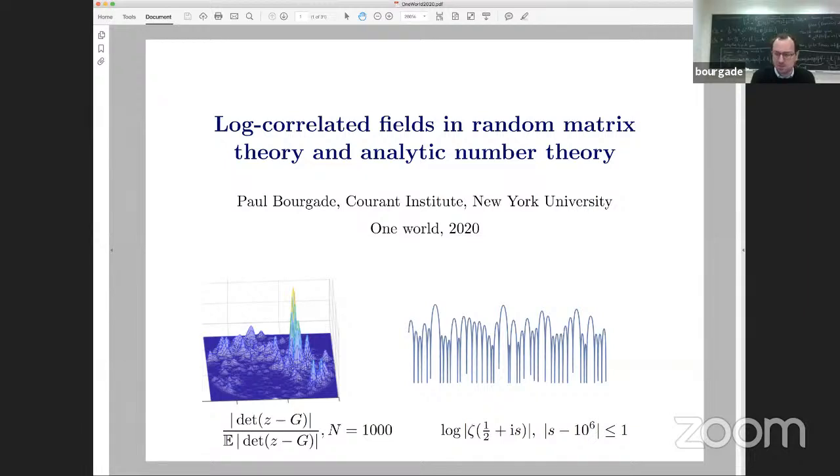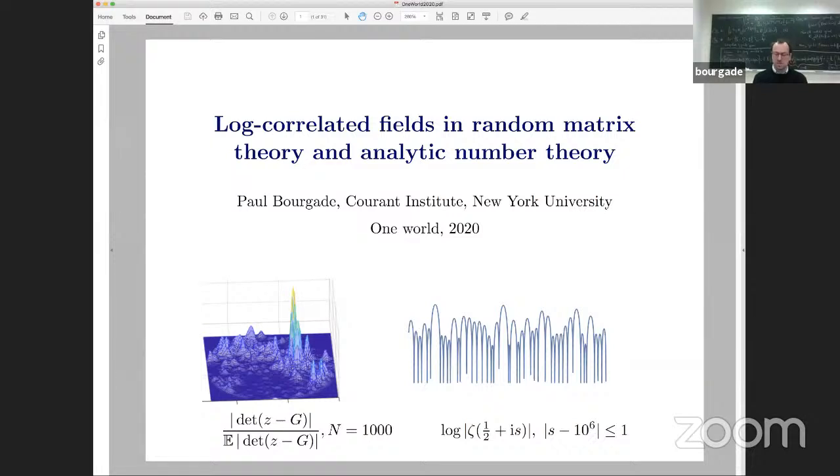The topic of my talk today is logarithmically correlated fields. In a very hands-on manner, I want to find specific models for which I can prove logarithmic correlations in some sense. And these models will come from random matrix theory and analytic number theory. This talk really is a survey in some sense. I will just give a personal overview of what can be done.